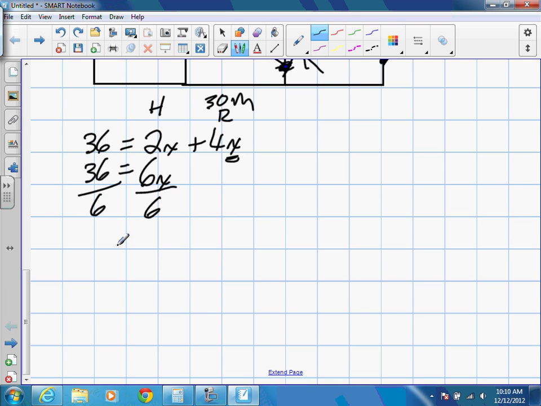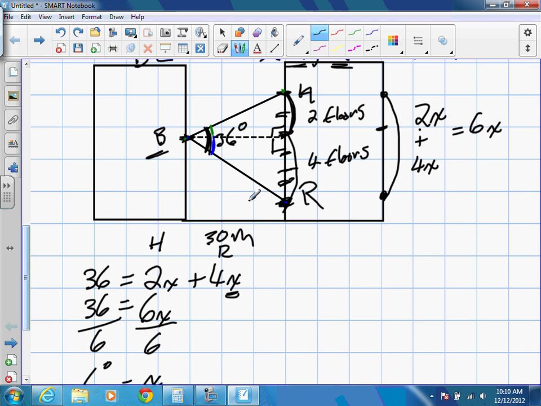And x is equal to how many degrees? 6. So each floor when he's looking represents 6 degrees. Which means if high is 2x, how many degrees do we associate with high? That's right, we do 2, we sub in 6, we get 12 degrees. So in other words, this angle here represents a 12-degree incline. Okay, that's your angle of elevation there.